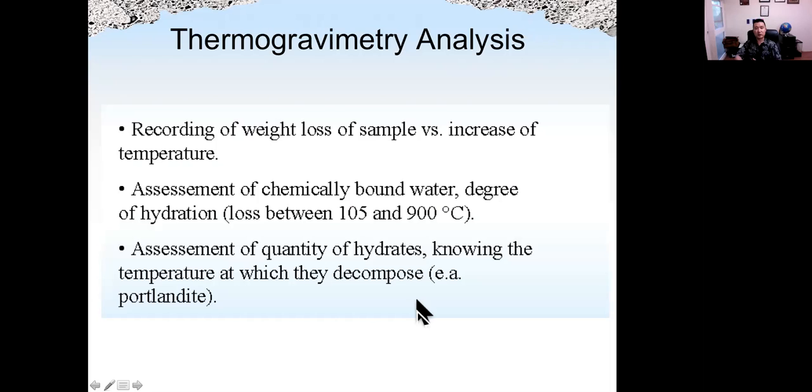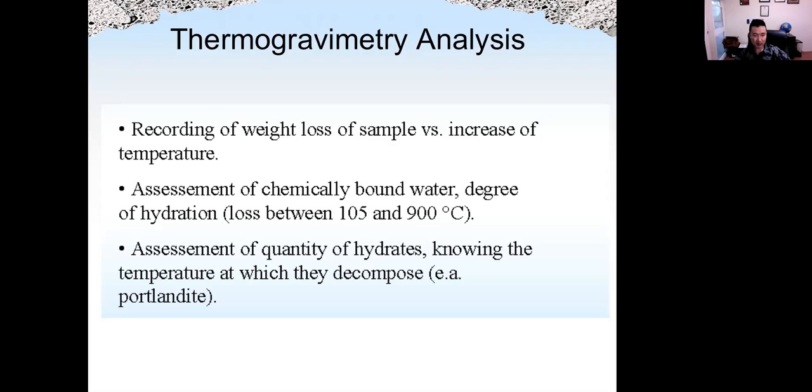So that is a very short introduction of XRD. The next method is called thermogravimetric analysis. This method is very straightforward. We get a sample and we put it in the oven and we gradually increase the temperature inside the oven and we record the weight loss of the sample versus the temperature. So we can have a curve of temperature versus weight loss.